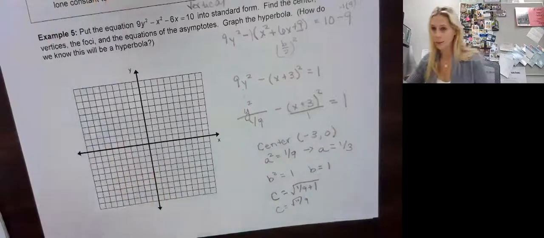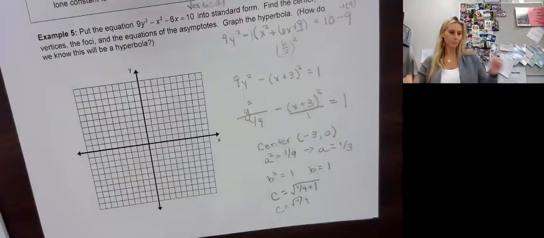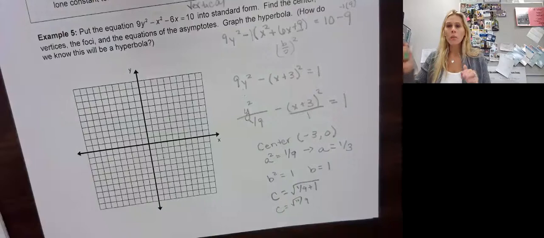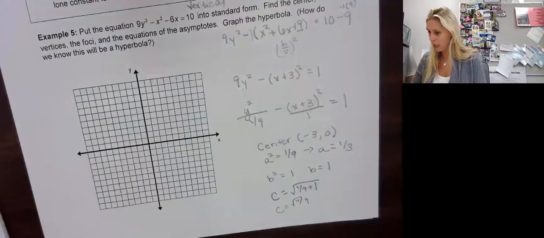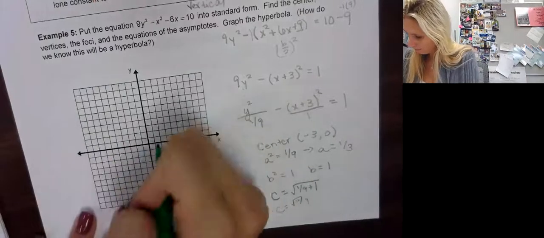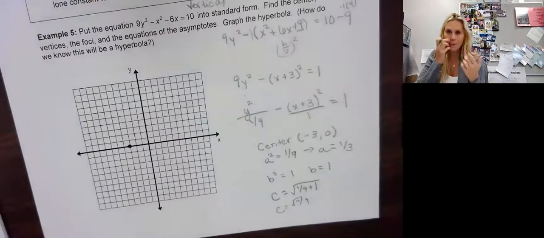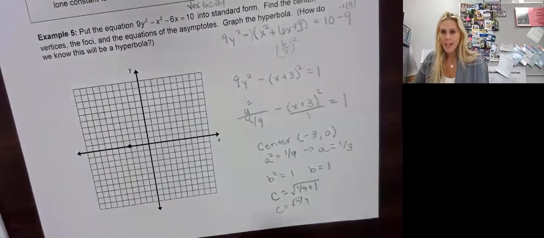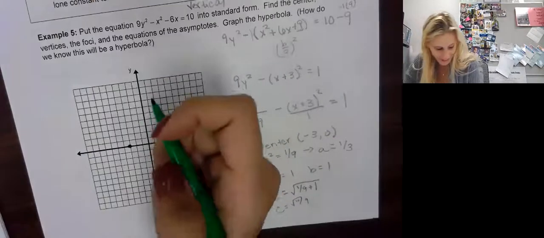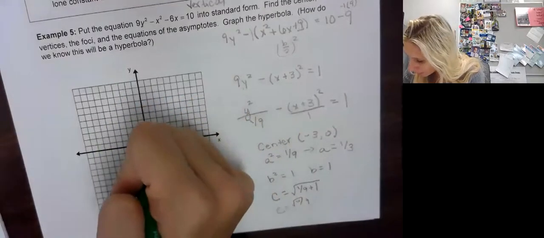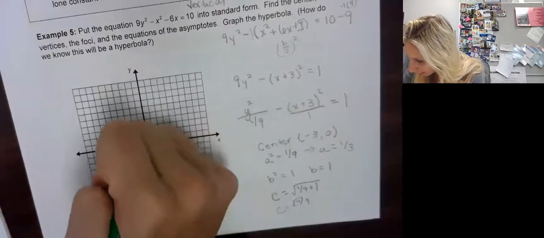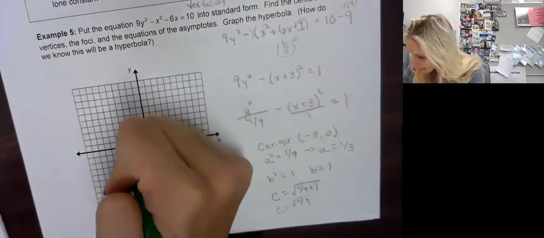Sorry guys, I was interrupting again. Okay, let's start putting these down on paper so we can actually show the coordinates of these different pieces. So the center is at -3, 0. Now this one's going to be a little bit different because a is only 1/3 away. So this is going to be right here. b is 1 away, so at least that's up.